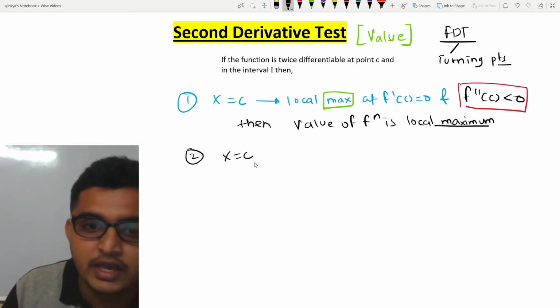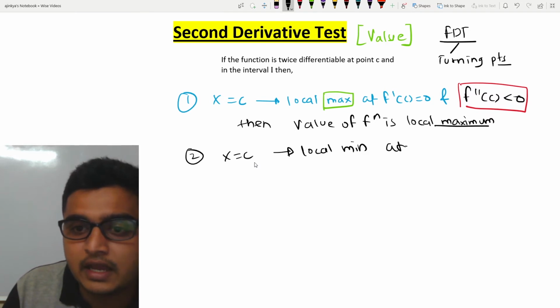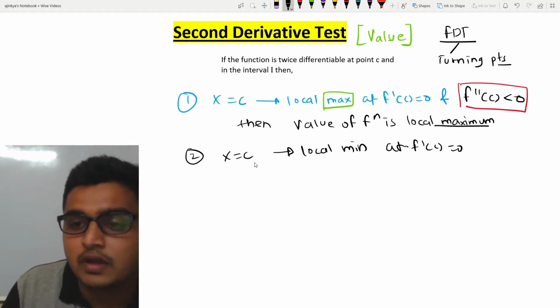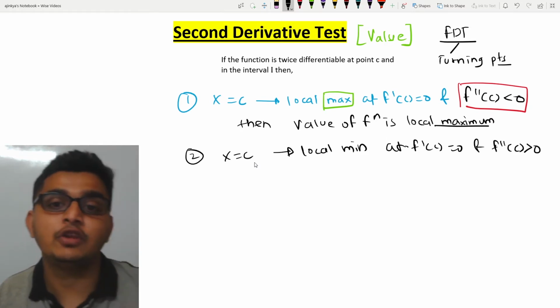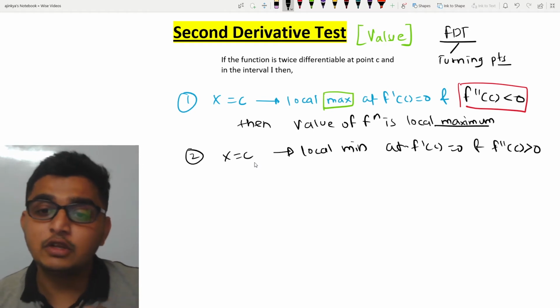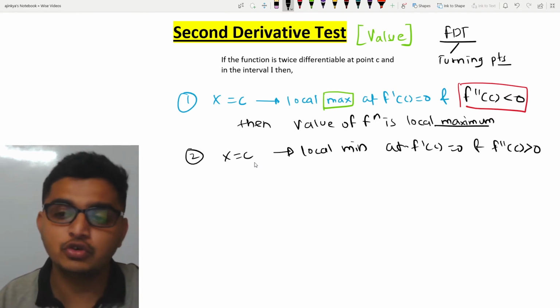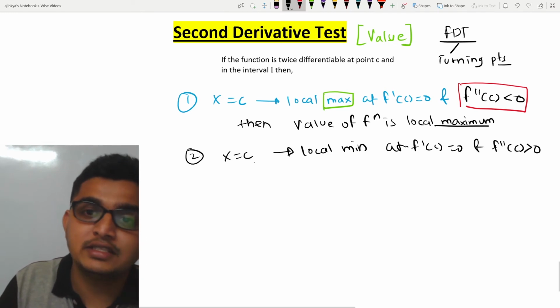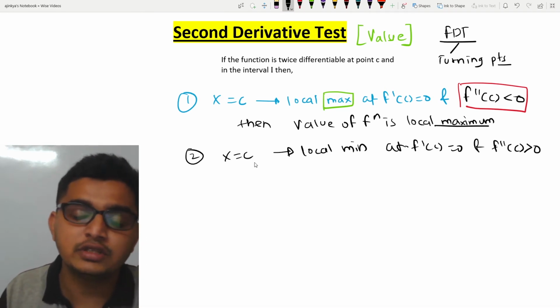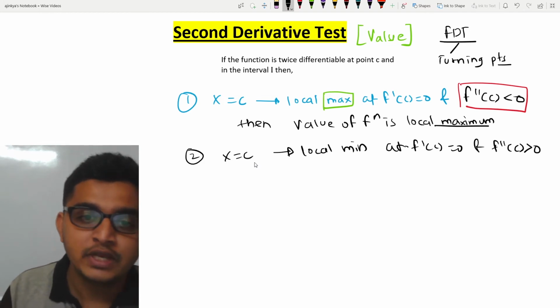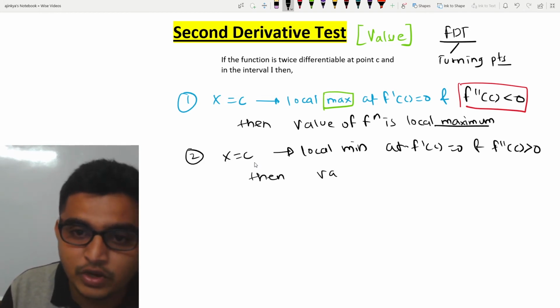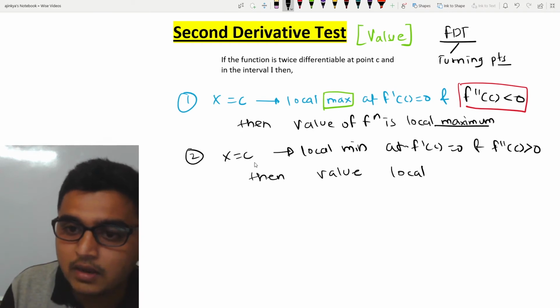Similarly, if you go on to the second condition, I am going to explain it again. What are these conditions? x equals c for local minimum value, f dash of c equals 0, and f double dash of c now has to be greater than 0. In order to find the local minimum value, f double dash of c should be greater than 0. It should not be less than 0. If it is less than 0, it directly means that it is the maximum value. If it is greater than 0, it means that it is the minimum value. So in this case, the value is going to be local minimum.